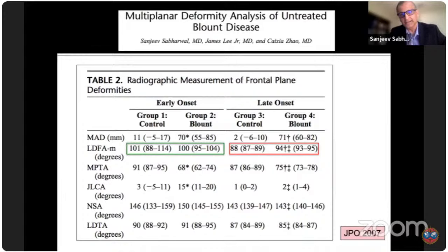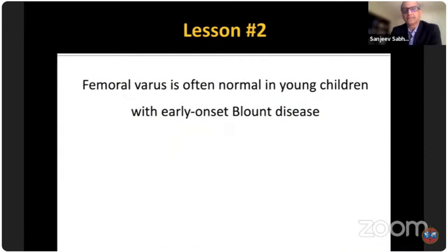I think it's pretty common knowledge that young children do have physiologic varus, mostly coming from the femur. So I've occasionally come across cases done elsewhere where they've done either guided growth or femoral osteotomies in early onset patients. And I don't think that's really necessary because that's part of their physiologic varus. So I think the lesson here is that femoral varus is often normal in these young children less than 4 years old with early onset Blounts, and those don't need to be addressed surgically.